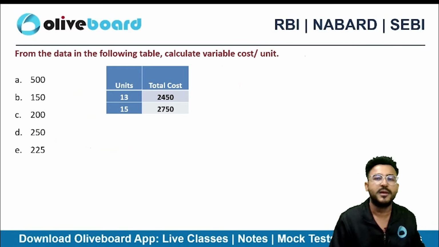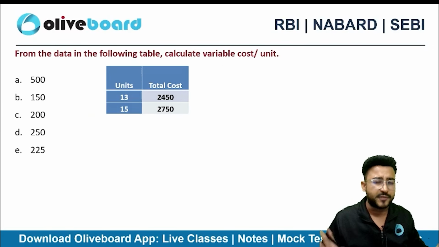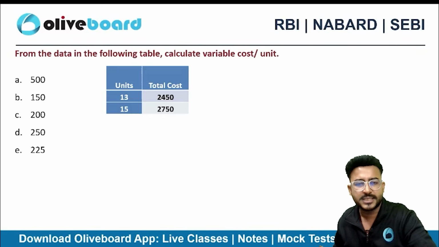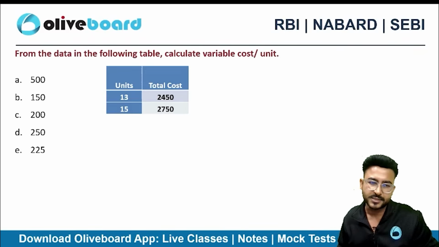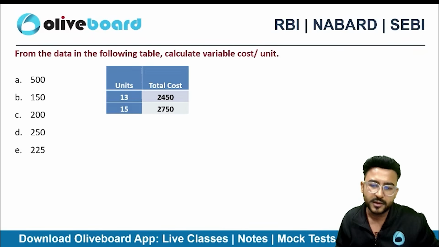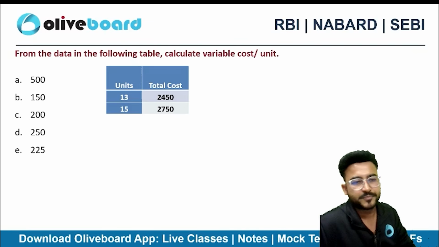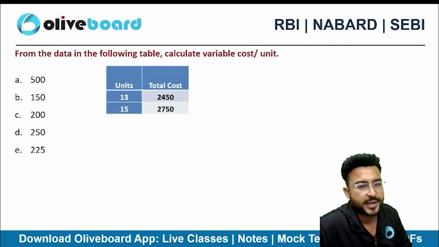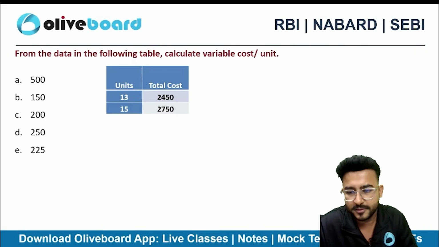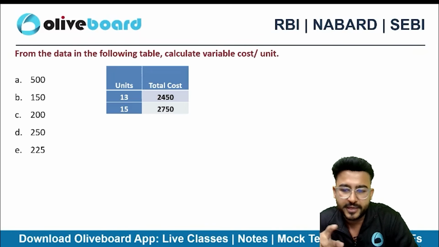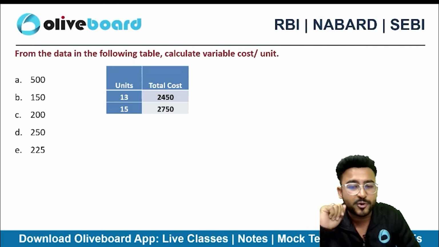Next one, a very simple question. We have done a similar question like this in the paid class as well, right? When we were discussing the concepts. From the data in the following table, calculate the variable cost per unit. Units are given, total cost is given. Now look at what Abdul is saying, if it specifies IT industry then labor can be there. This is a very good observation.